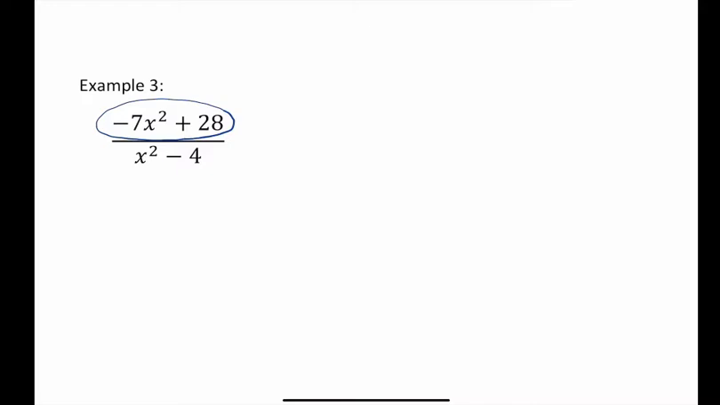Now, one thing in example 3 that I notice is that there's a negative leading coefficient. That may or may not mean much, but it sometimes helps to factor out a negative. This doesn't always work out, but it sometimes helps. So I'm going to factor out negative 7, because 7 is a factor of itself and 28. There's no x factor that can come out of that. So you're going to be left with negative 7 times x squared minus 4.